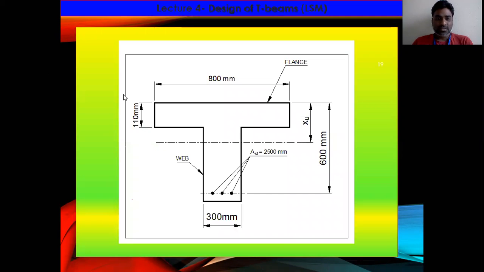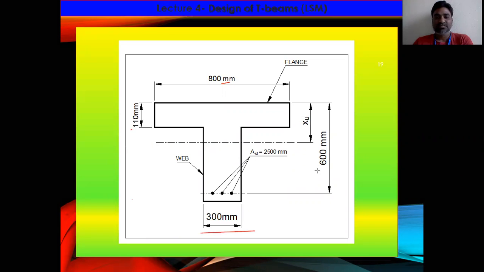So this is the actual diagram. I think I have to put it in the starting, right? So these are the dimensions of the beam. This is 800, this is 110, this is 82, this is 600, and the width of the beam is 300, right?